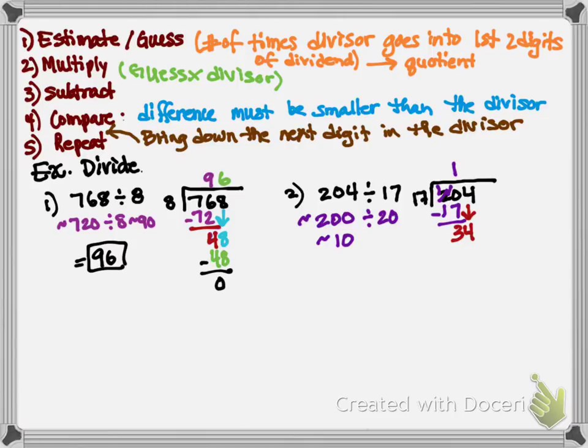Okay, so we're going to go ahead and put that in. We'll say twice, and we get 34. And then we go ahead and subtract, and we get 0. Okay, so that's dividing with long division. That's just long division for you, okay?